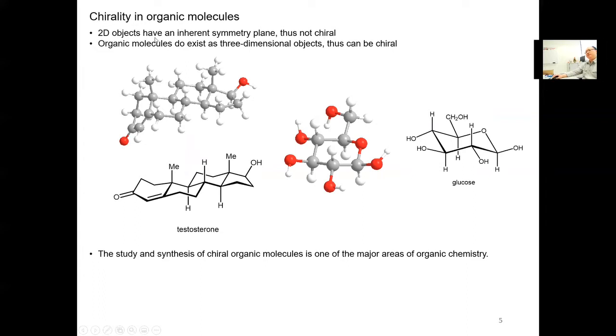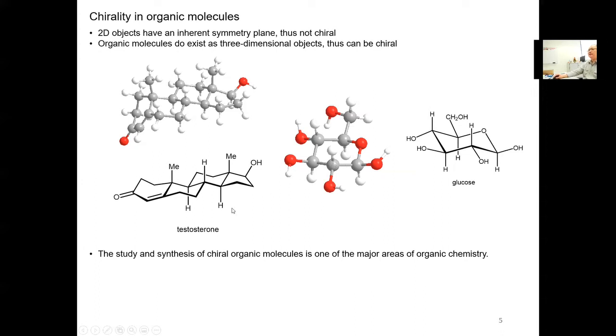So if you move the concept of chirality into organic chemistry, you know that for 2D objects, they have an inherent symmetry plane, which is the plane itself, right? For a 2D object, the plane itself is an internal plane of symmetry. But organic molecules do exist as three-dimensional objects, and thus can be chiral. If you look at these two examples we have learned in the last chapters, one is testosterone and the other is glucose. They are both chiral molecules because they are 3D structures and you cannot find an internal plane of symmetry, just as we studied.